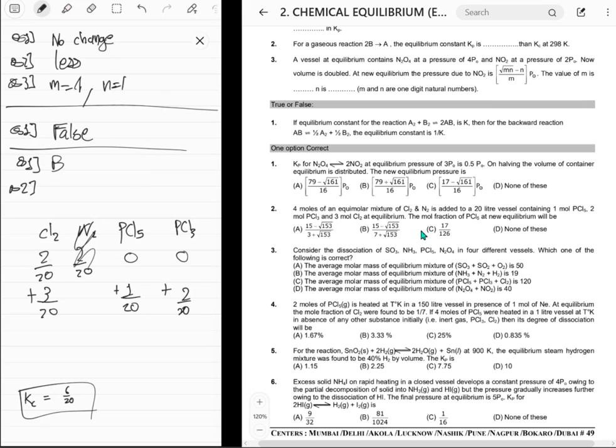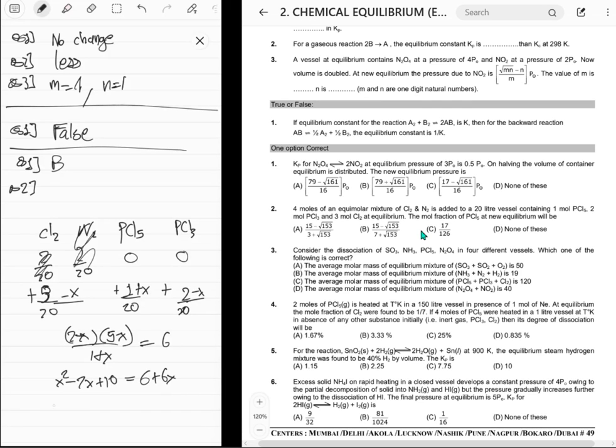So now PCl3 is 2 upon 20 minus x, Cl2 is 5 minus x upon 20, and PCl5 will be 1 plus x. So what do you know? You just have 2 minus x into 5 minus x upon 1 plus x equal to 6. All that 20 stuff just cancels. So solve this equation. Once you find x, you find everything. So x squared minus 7x plus 10 is 6 plus 6x. X squared minus 13x plus 4.